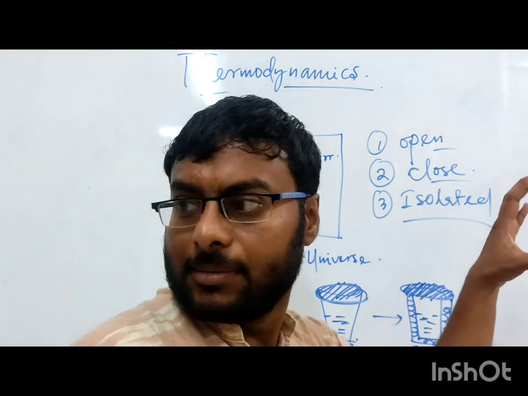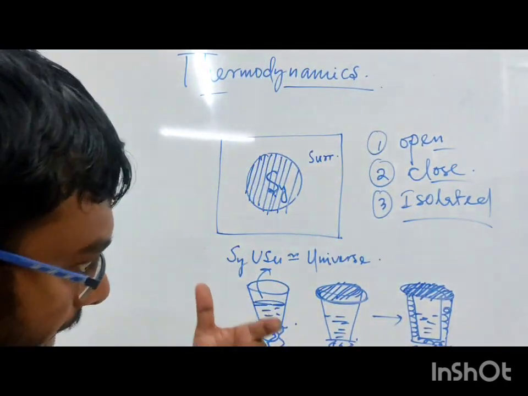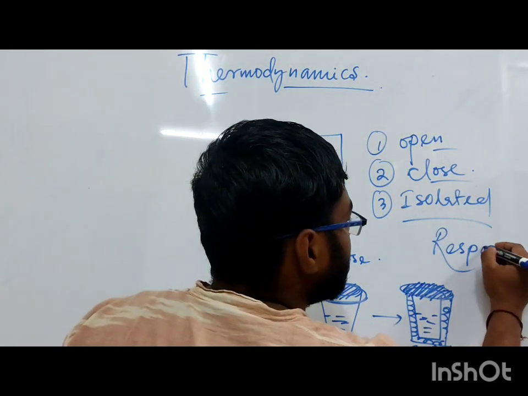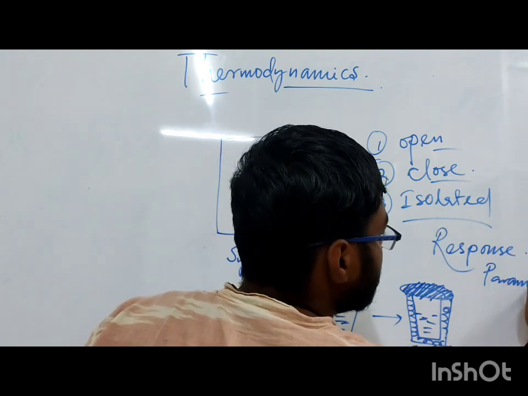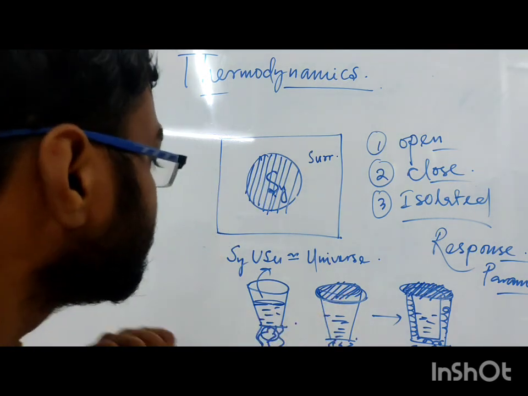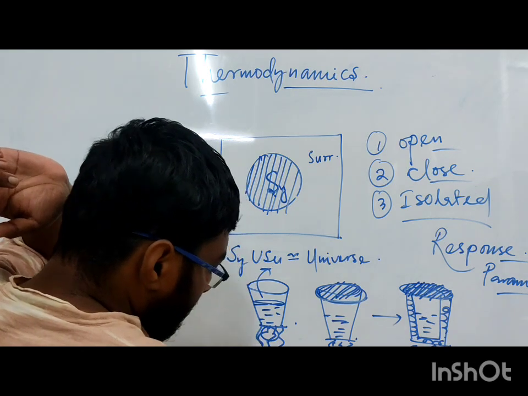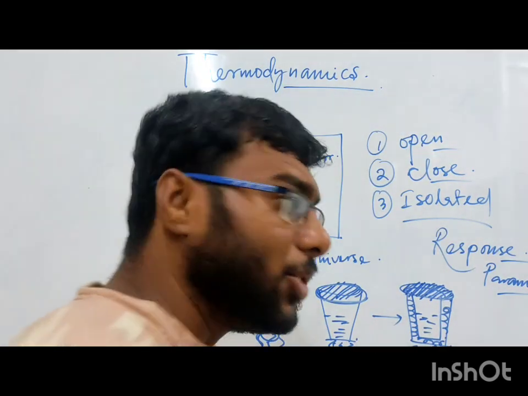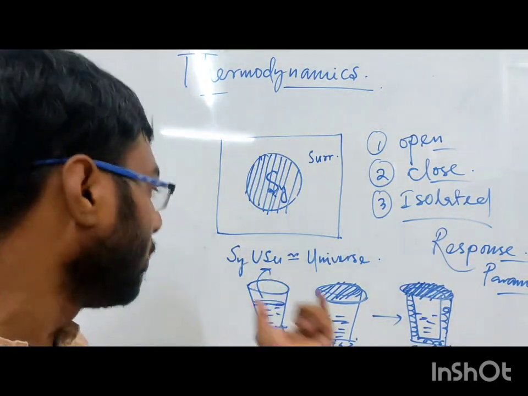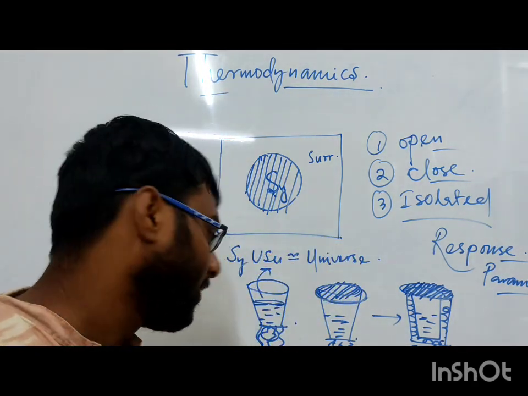To identify whether the system is isolated, open or closed, we have to know some response parameters. What are these response parameters? Okay, first, if we take the open system, response parameter means that using this parameter we can study the state of the process, or we can define that a finite change is happening inside the process.